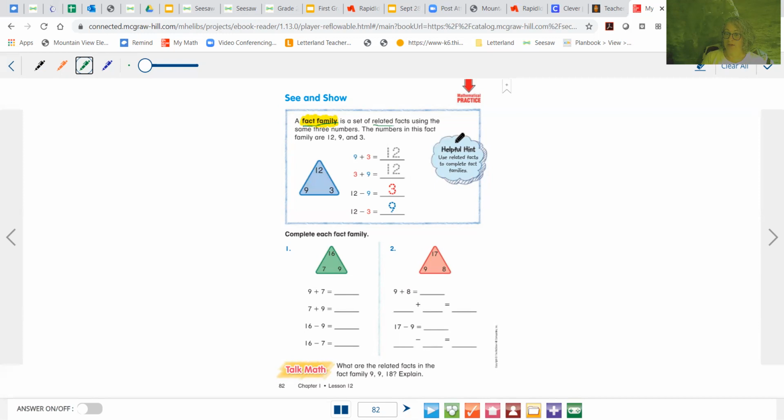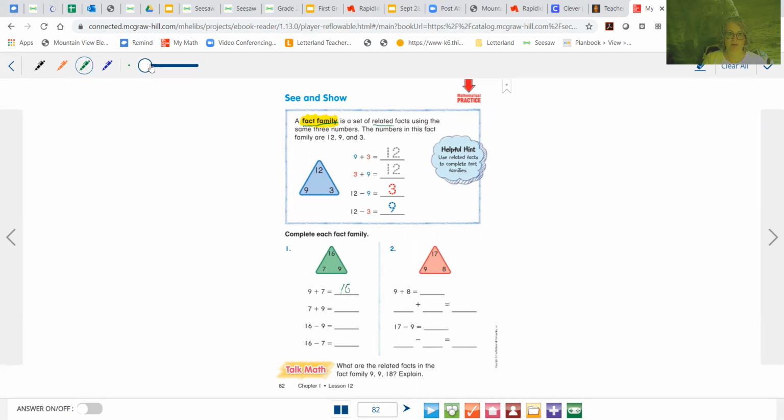Let's look at the helpful hint. Use related facts to complete fact families. Okay, so right here we have some that we're going to do. It says complete each fact family. We have 16, the highest valued number there, and 7 and 9. So if I do 9 plus 7, remember to use those same three numbers, it's going to equal that 16 that's up there at the top.